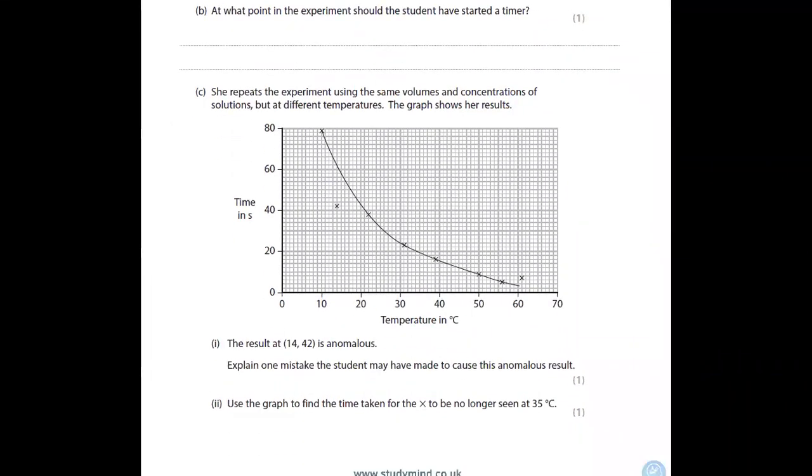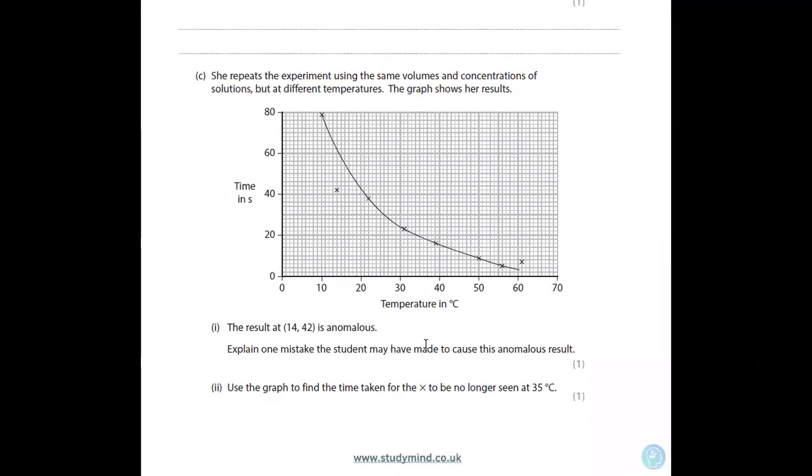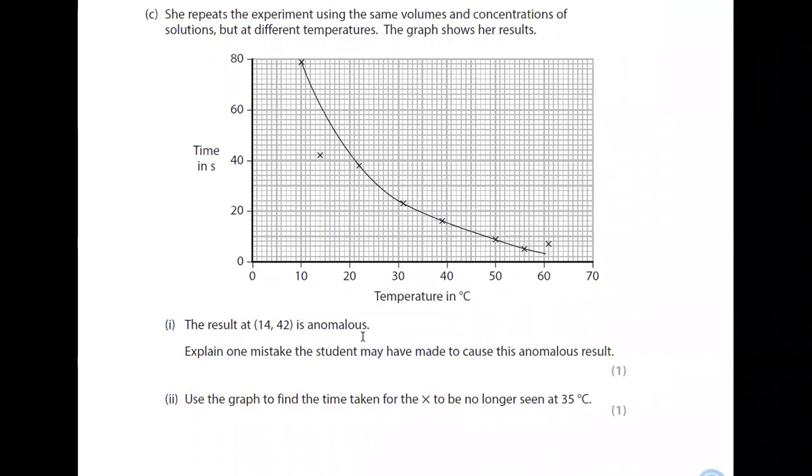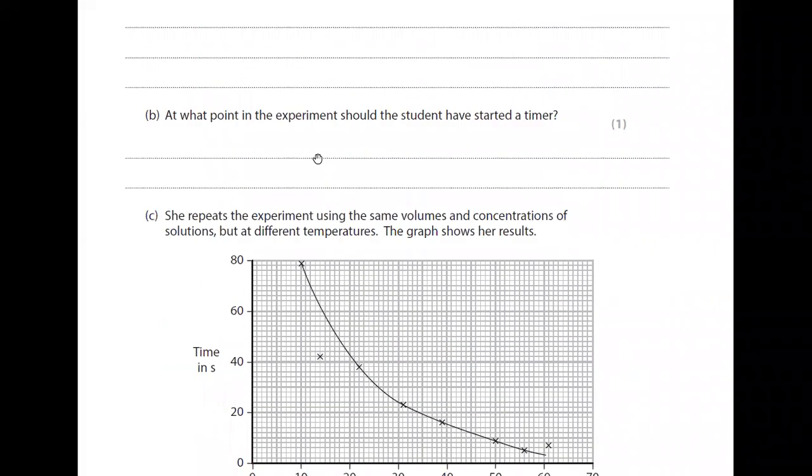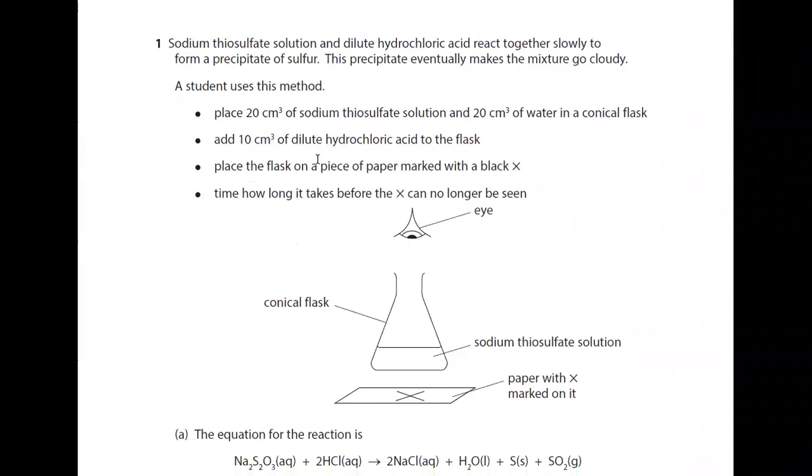Take a look at this. She repeats the experiment using the same values and concentration of solution, but at different temperatures. The graph shows her result. The result at 1442 is anomalous. Anomalous meaning that it is incorrect. Explain one mistake the student may have made to cause this anomalous result. So you can see this anomalous result over here. What mistake could she have made in this entire experiment that gave her this incorrect result? Think of the experiment. If you want to read the experiment, you can read her experiment.